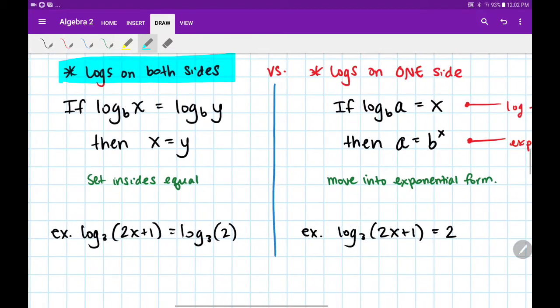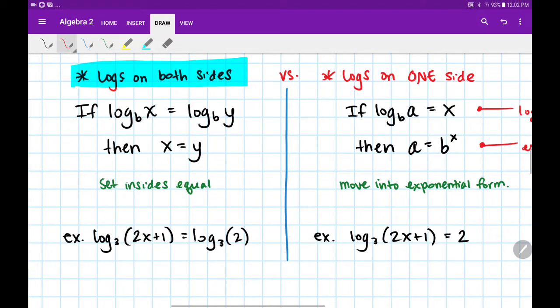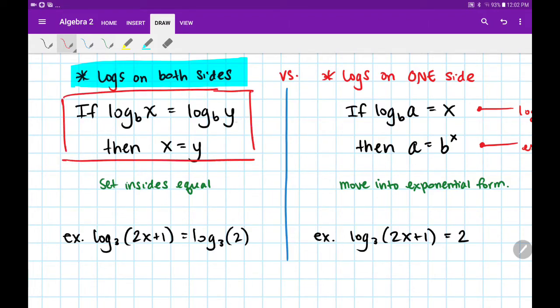This is just a property, a rule that you can write down in your notes. If log base b of x equals log base b of y, so what's true is that we have logs on both sides and they have the same base. Well, if that's true, then x has to equal y. We basically can cross out the logs and just set the insides equal to each other. So we get x equals y. Essentially, if you have a single log on the left and a single log on the right, we're just going to set the insides equal to each other.